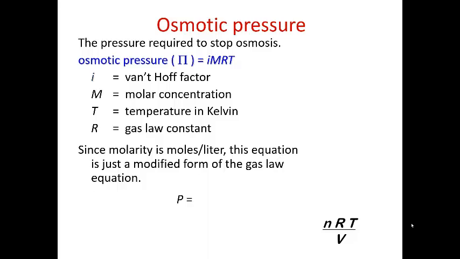So osmotic pressure is going to be related to the Van't Hoff factor, your molar concentration, your temperature in Kelvin, and your gas law constant. Because your molarity is moles per liter, it's just a modified form of the ideal gas law. Your number of moles of particles times your concentration times your gas constant times your temperature is what's going to give you your pressure.